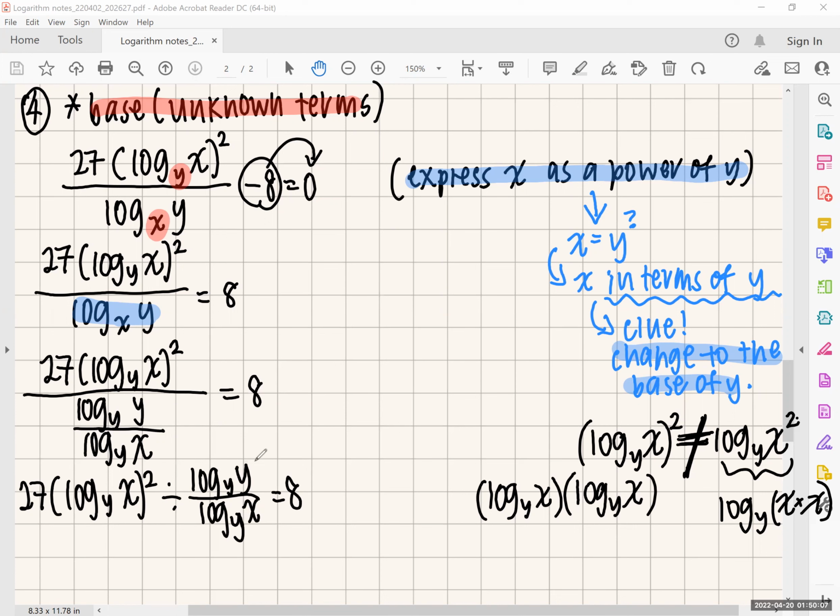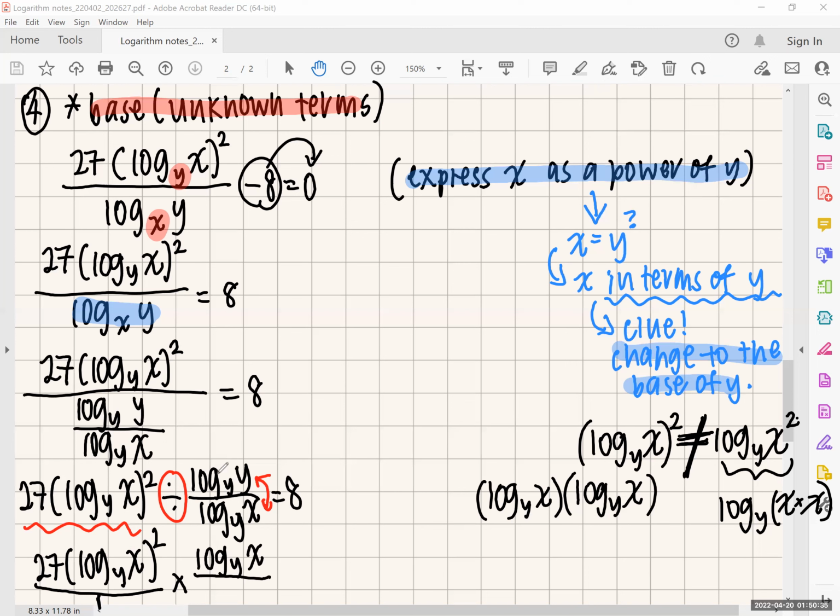And I know that log y gives me a value of 1. And remember the keep, change, flip technique. Keep, change, flip. So I'm going to keep this as it is, 27 log yx squared. I'll just put over 1, okay? Change, divide to times, and flip. Log yx over log y is a value of 1, so which is just 1 is equal to 8.